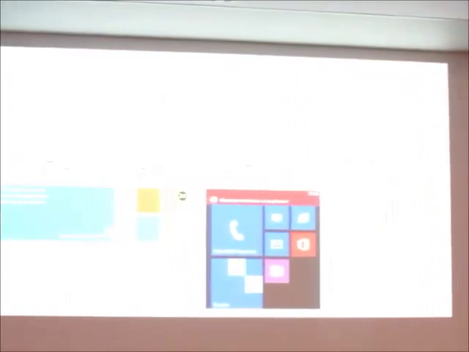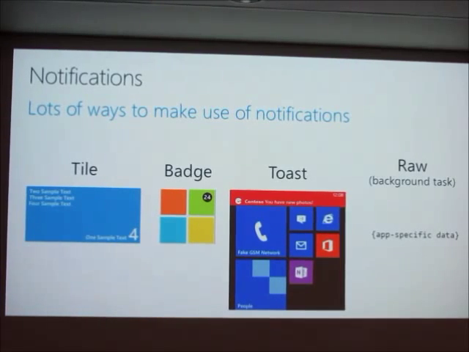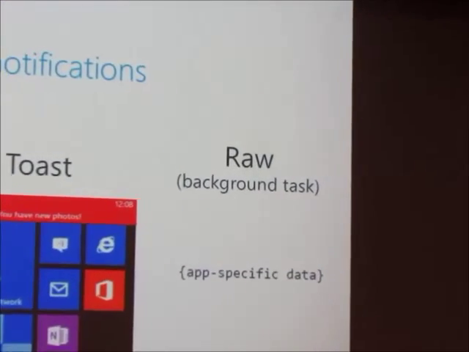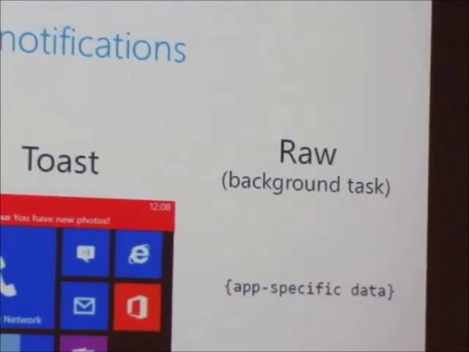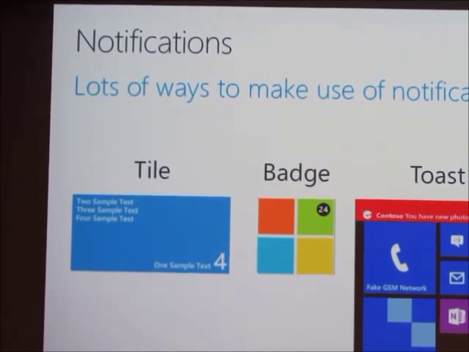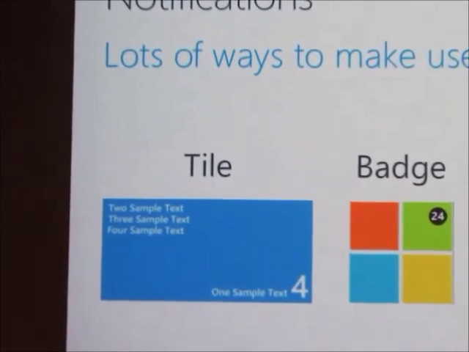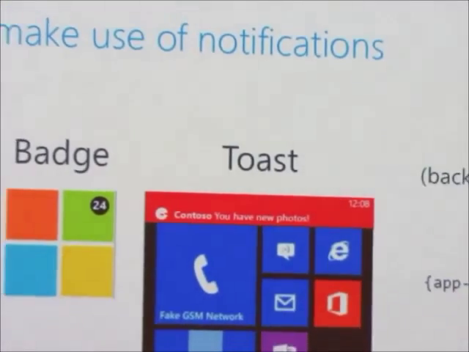So there's also another type of notification we haven't talked about. You have tile, badge, toast, and raw. Raw is literally exactly what it sounds like, raw data. You can send a push notification with raw data that your application can then absorb and make use of to show the user relevant current information.